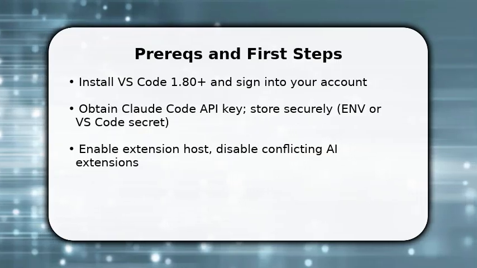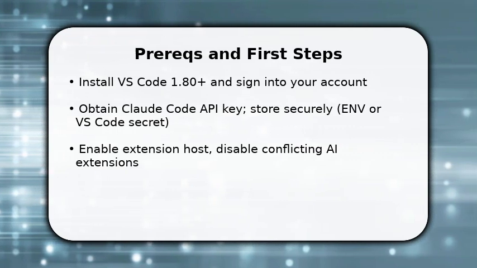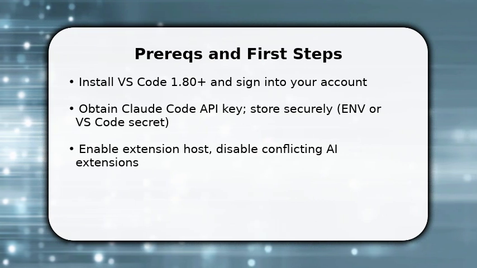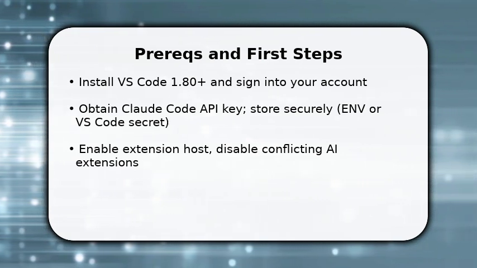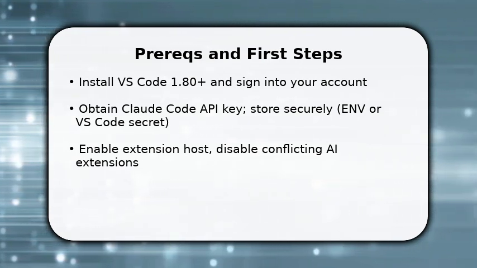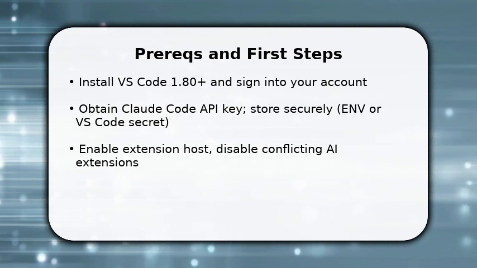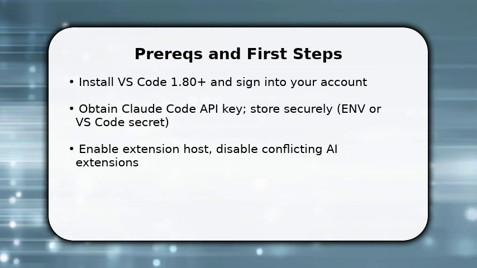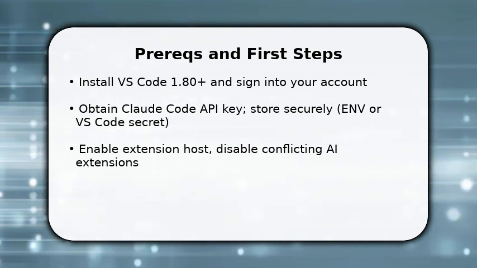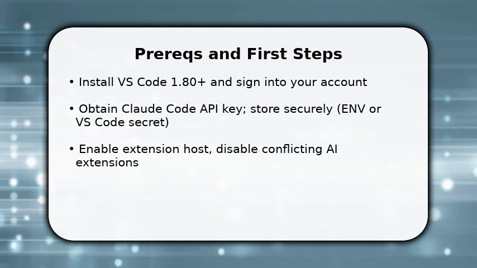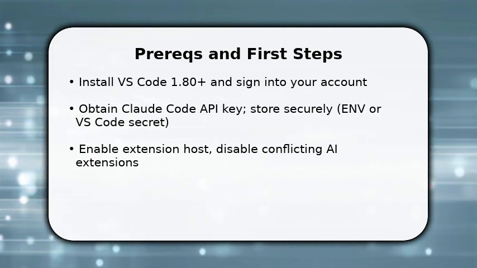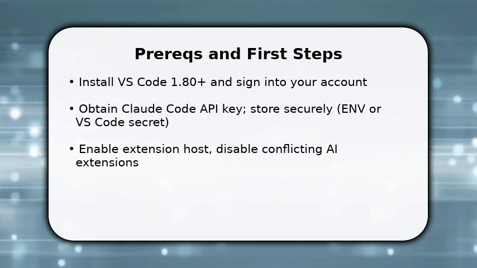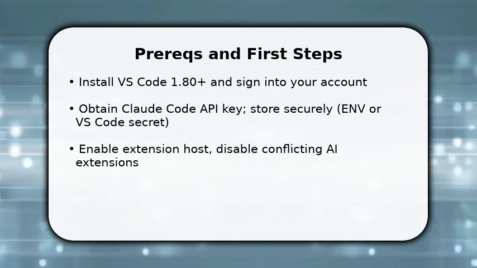You start by confirming prerequisites, VS Code updated, and an active Claude Code API key. Once you have the key, set it as an environment variable or use VS Code's secret storage so it isn't exposed. Next, install the Claude Code extension from the marketplace and enable the extension host. Make sure to disable other AI extensions temporarily to avoid conflicts. These first actions get you into the editor with a secure key and a clean extension environment, ready for configuration.